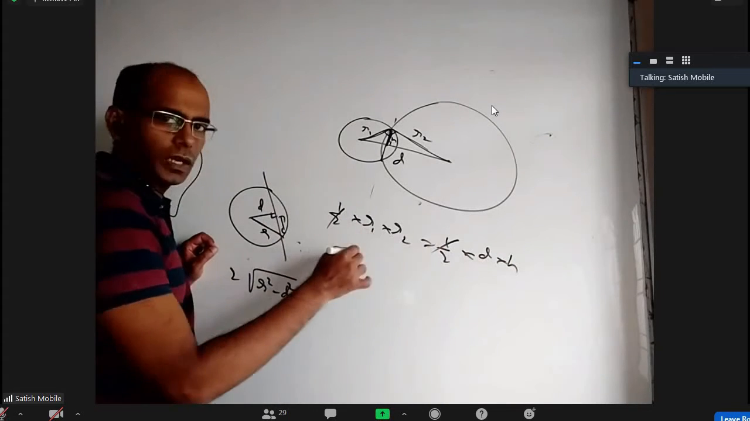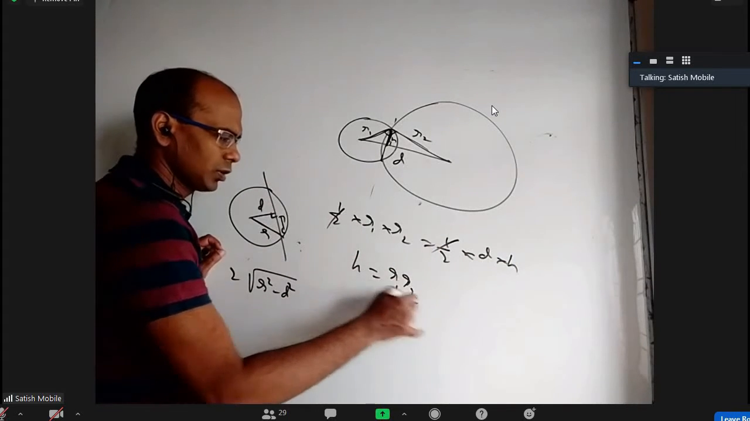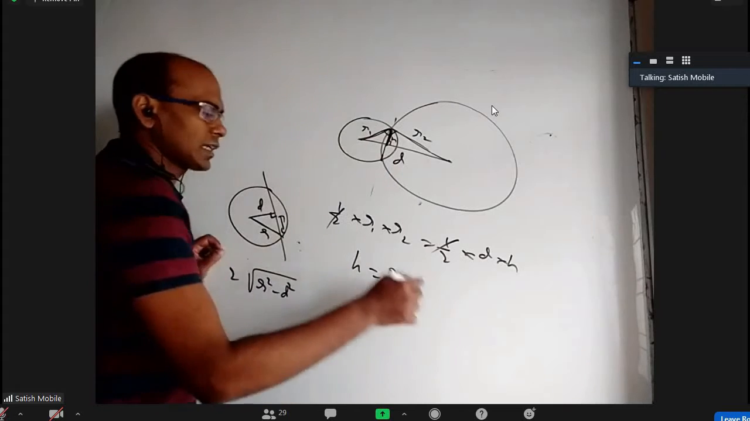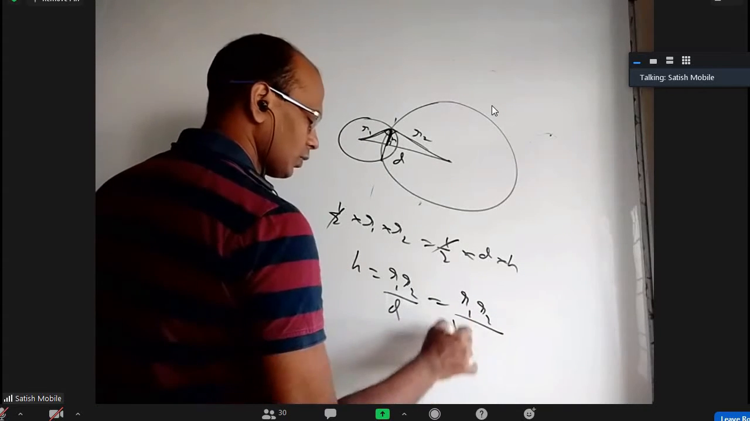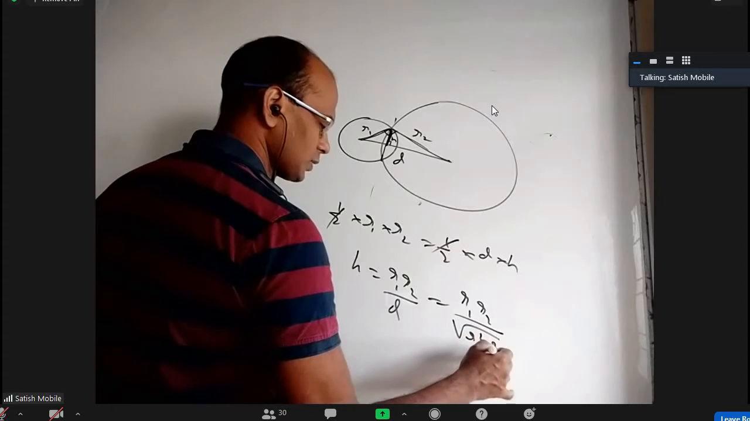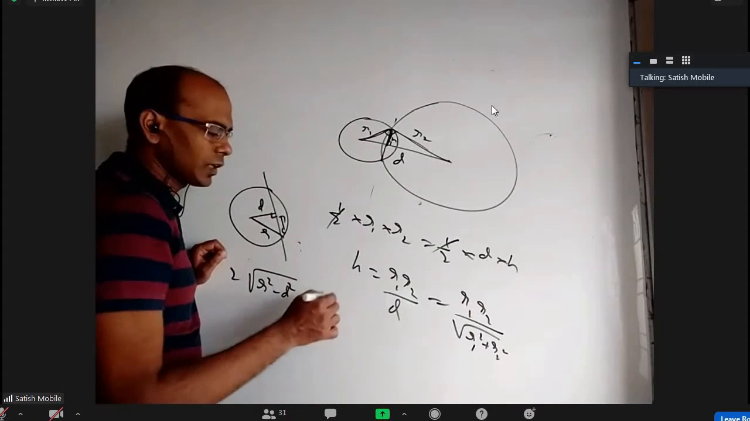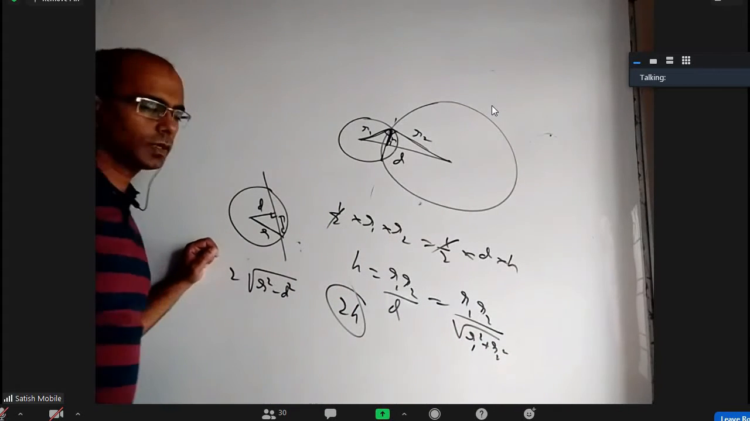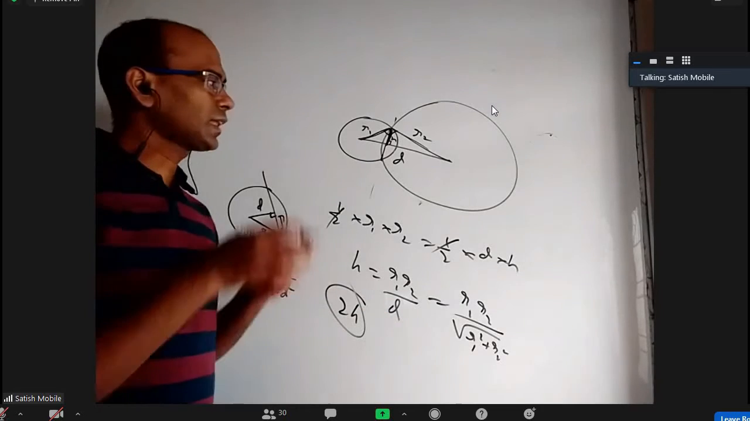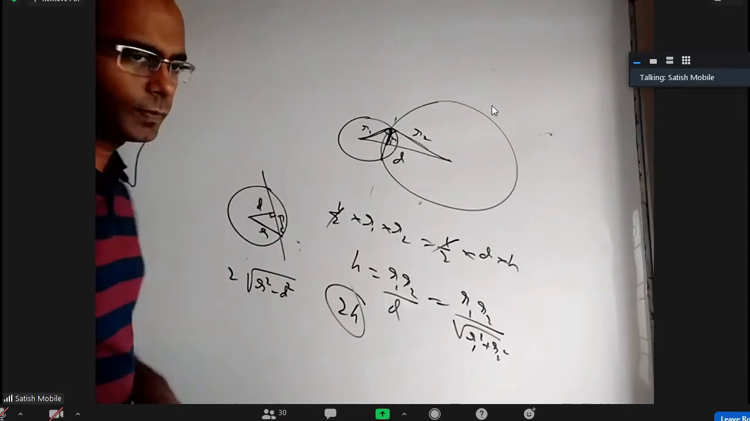Then when you cancel off, h will be r1 r2 by d, and here actually d is r1 r2 by root r1 square plus r2. Then the length of the chord is 2h. Okay, so double of this. When they're intersecting orthogonally, you can do it like this.